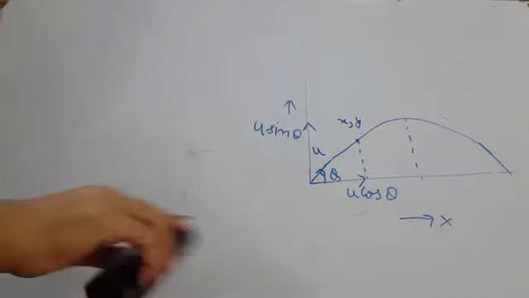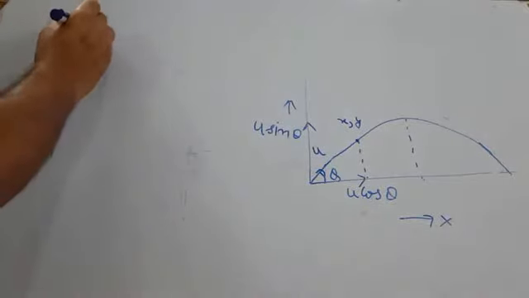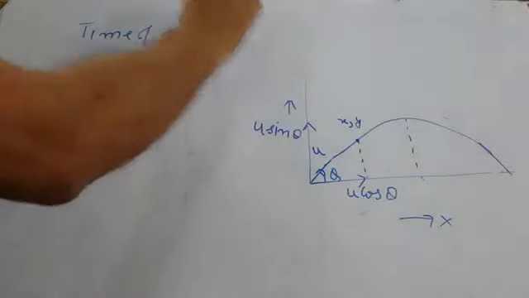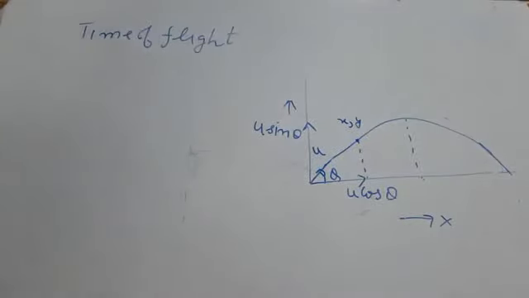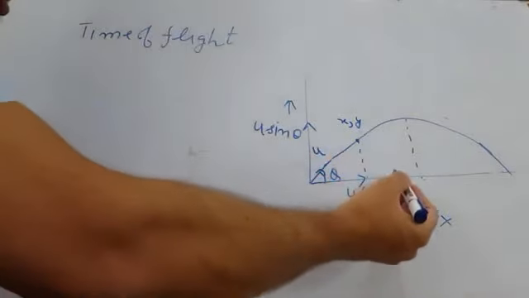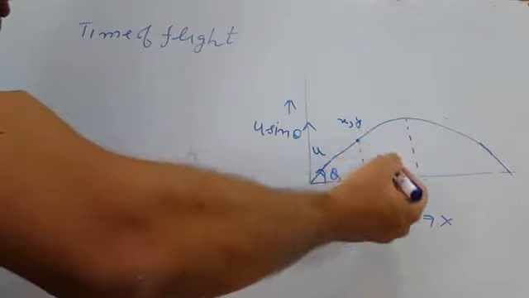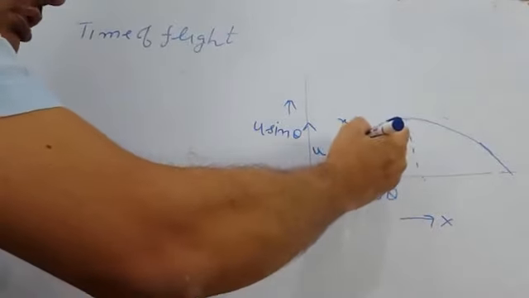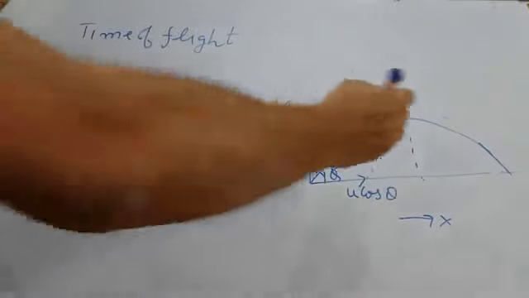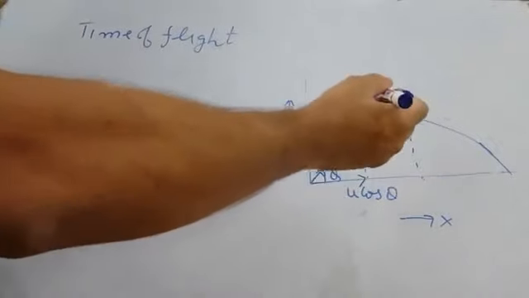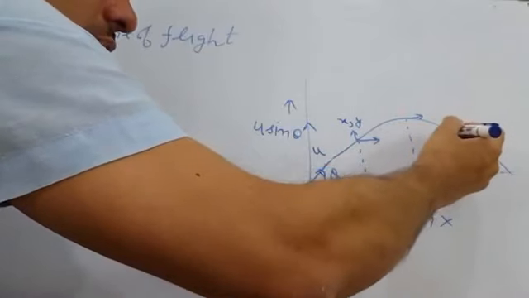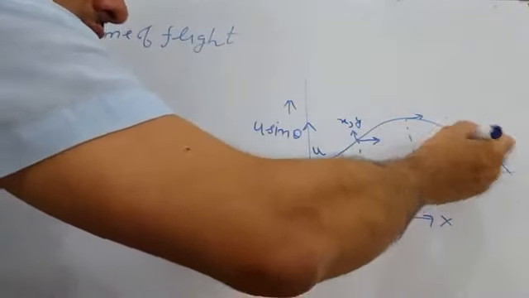First I am calculating time of flight. What will be the time of flight of this projectile? If I take the vertical component, this vertical component is decreasing. Actually, at any point, this is the horizontal component, this is the vertical component, and this is its resultant. At highest point, vertical component will become 0. So only horizontal component remains. At this point, this is the horizontal component, now it will start falling downward. This is the resultant.